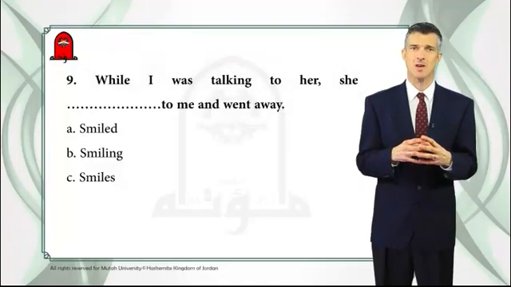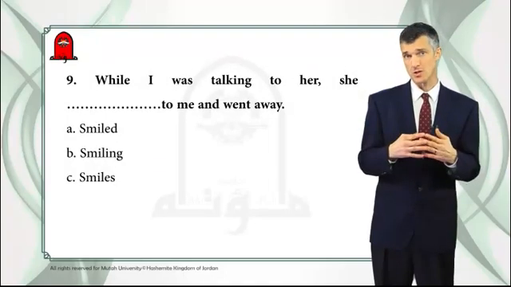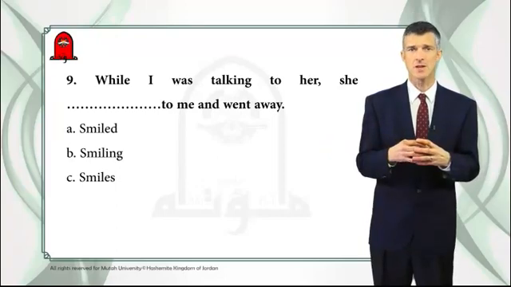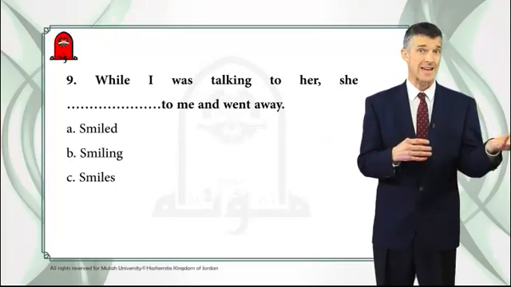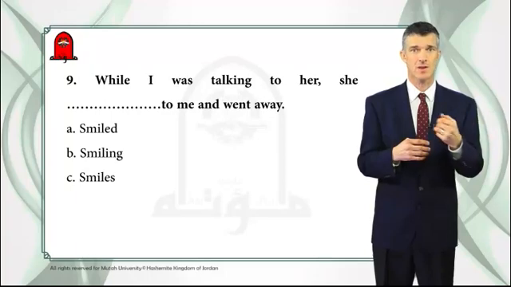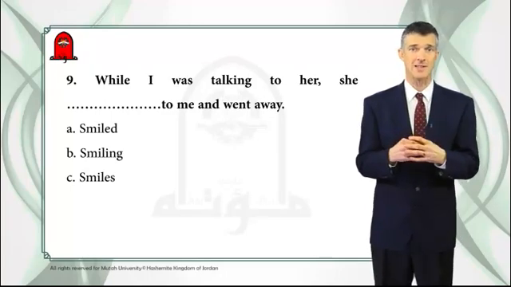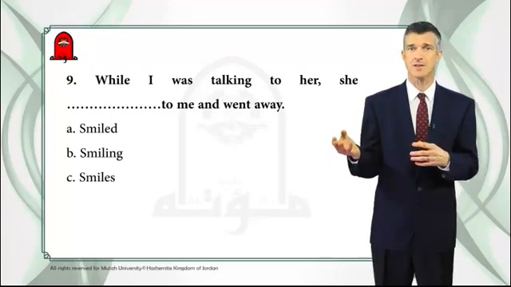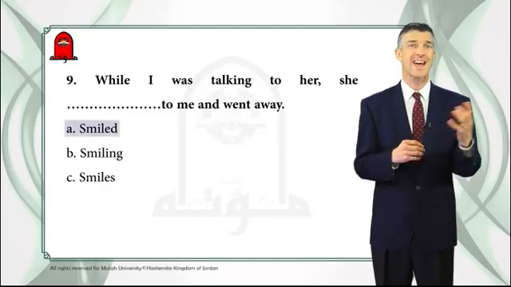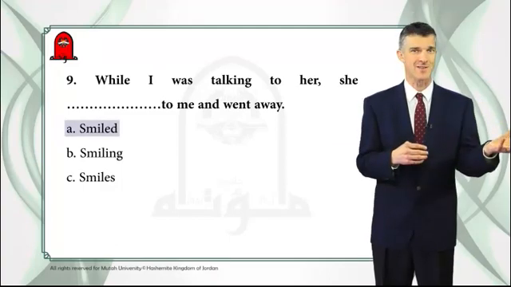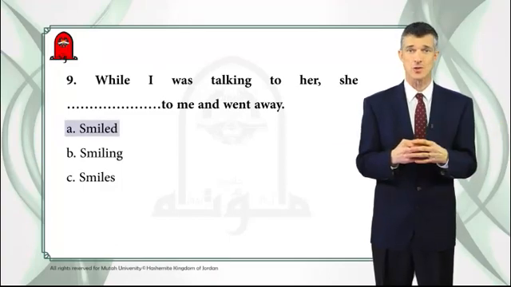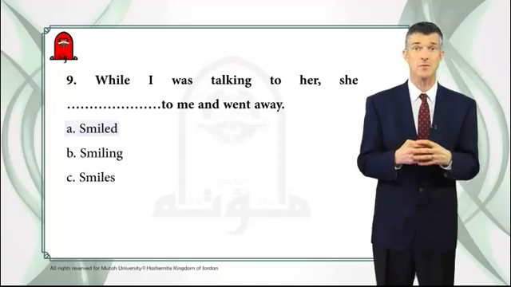Number 9. While I was talking to her, she blank to me and went away. Do you think it's A, smiled, B, smiling, or C, smiles? The answer is A. It's smiled. While I was talking to her, she smiled to me and went away.